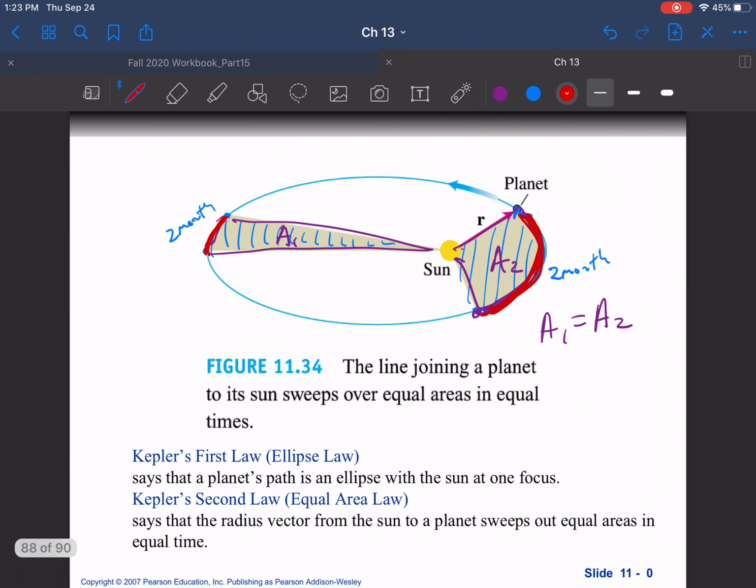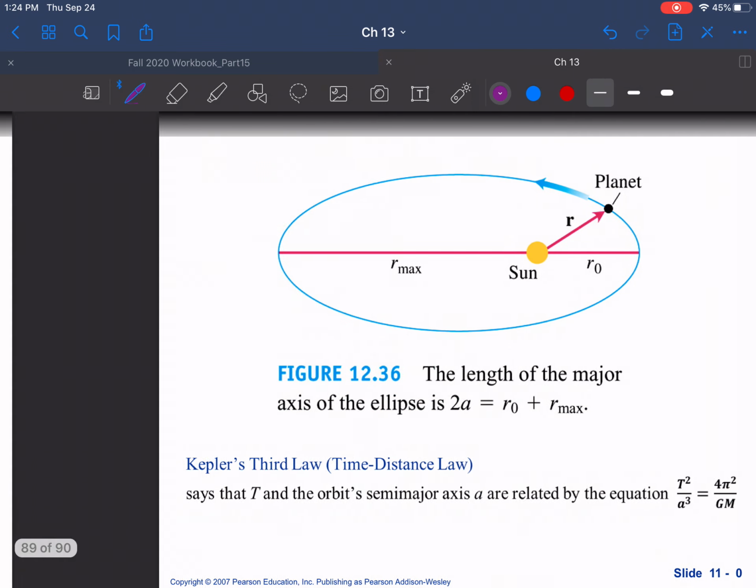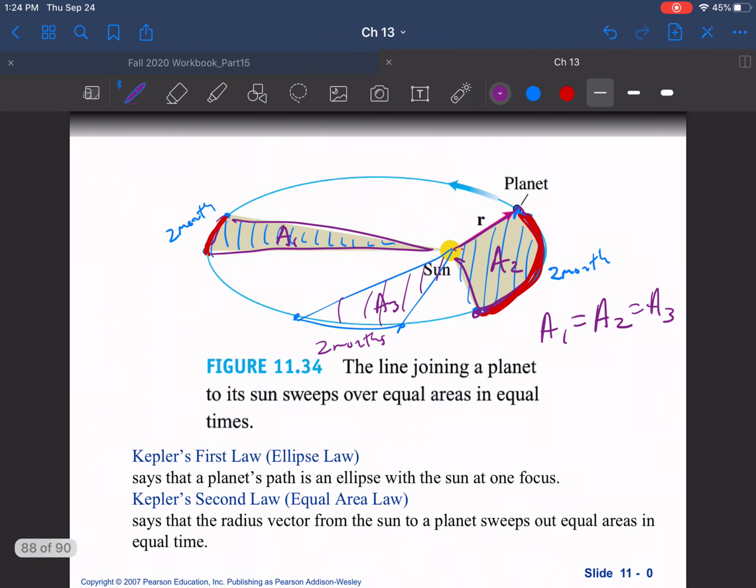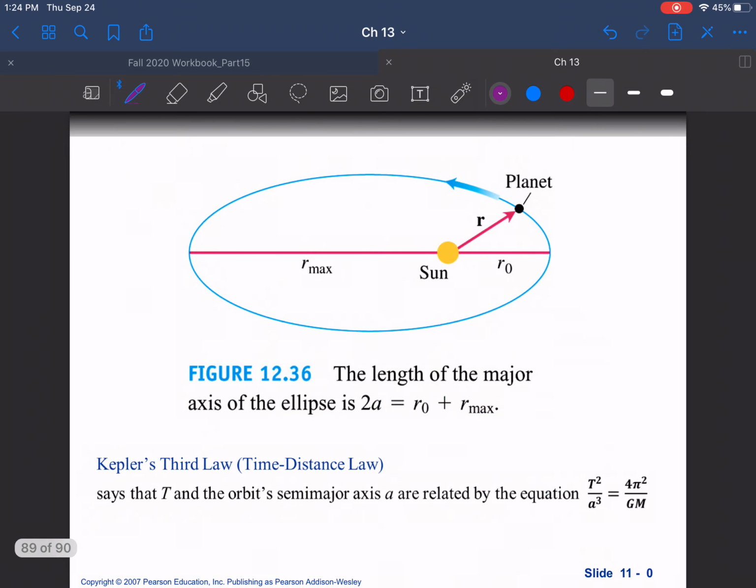This is also true anywhere else. If we picked some other place in between, like here and here, we'd have something in between, and this could be A3, and this would also still be equal. So as long as it's 2 months, they're going to stay equal. All those areas. Or really, just to clarify, it doesn't have to be 2 months. It could be 1 month or 1 day or 1 second or anything like that. It's all going to be the same.